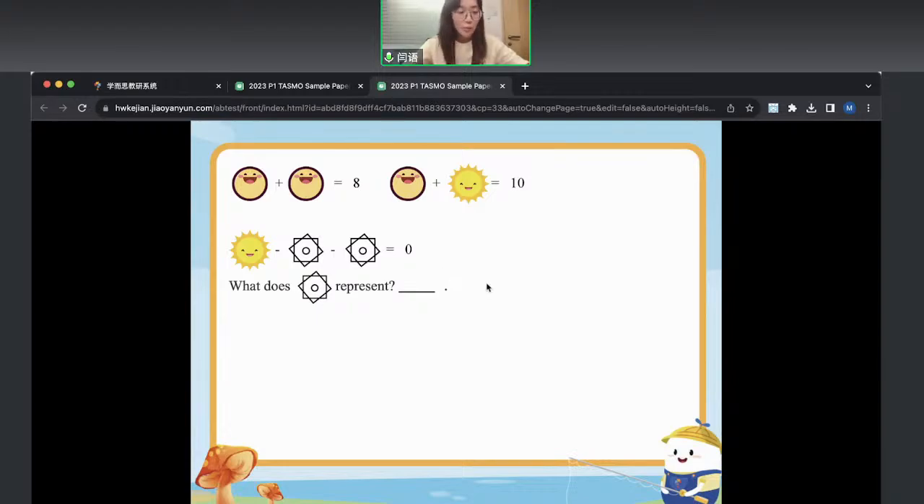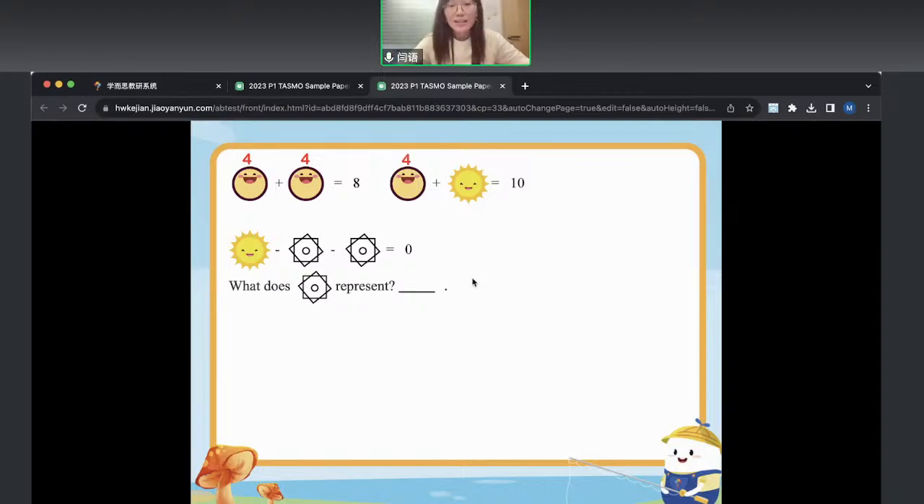Which one is the easiest one? Of course, that is the first one, right? Because we get the smiling face plus smiling face equals 8. So which two numbers add up to 8? 4 plus 4 equals 8. And do remember that as long as you figure out the value of a smiling face is 4, then you try to label it, okay? Take out your pencil, write it down on the picture. All the smiling faces in this question equal 4. So write it down, 4, 4, 4.